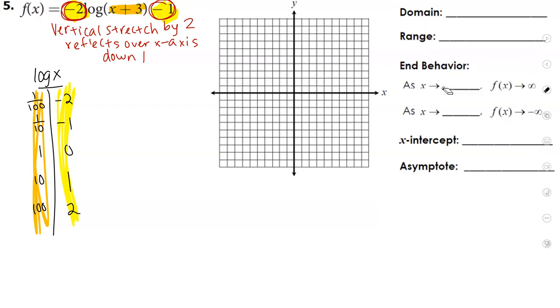I know that this +3 on the inside, it means it went to what? What direction did it go? Yes, it went to the left 3. Okay, remember it's opposite. So my graph shifts to the left 3 spaces. So for these x values, we're going to subtract 3 from all of those x values.